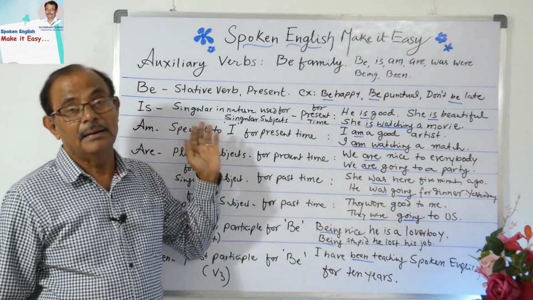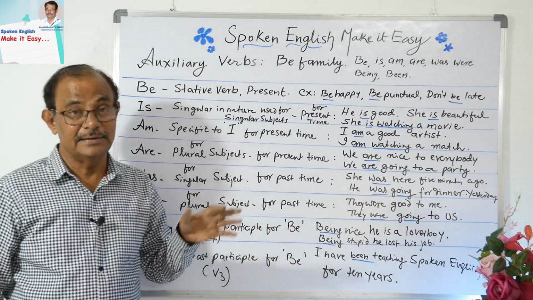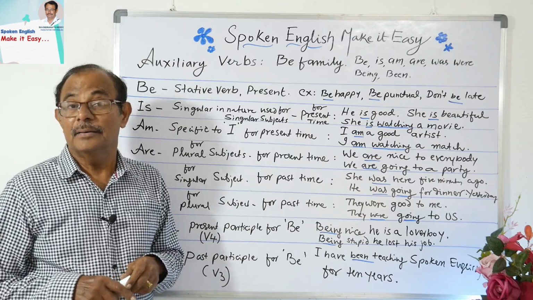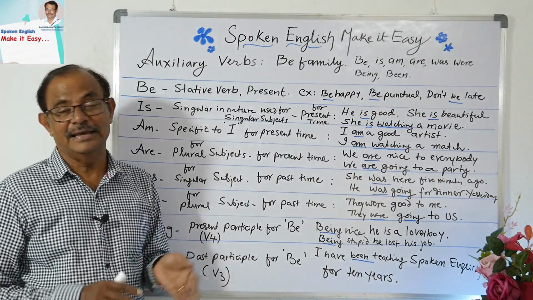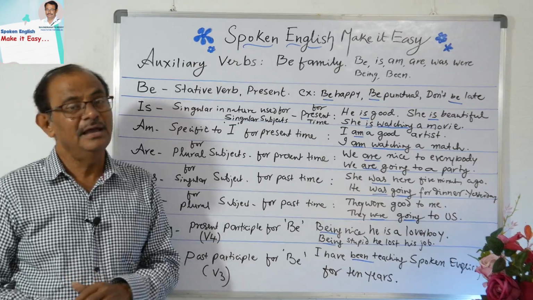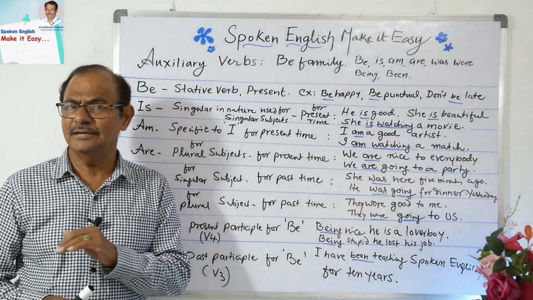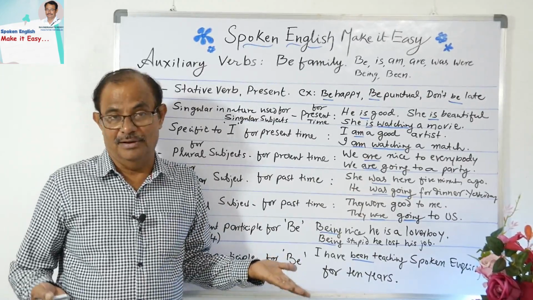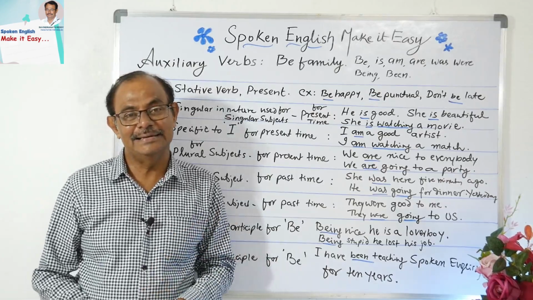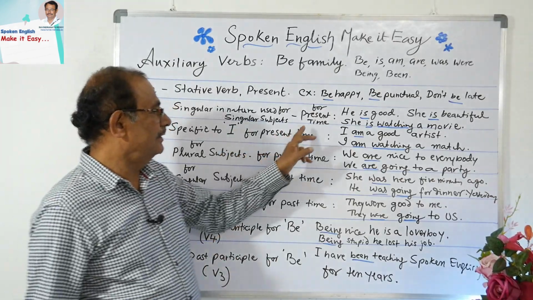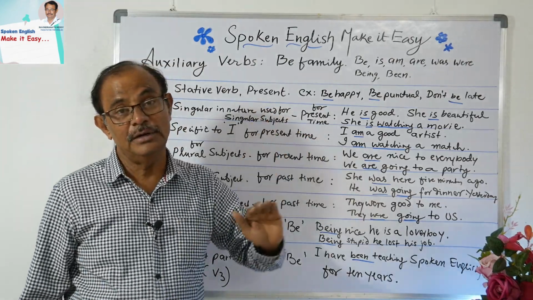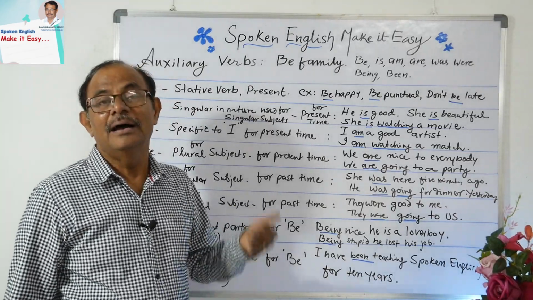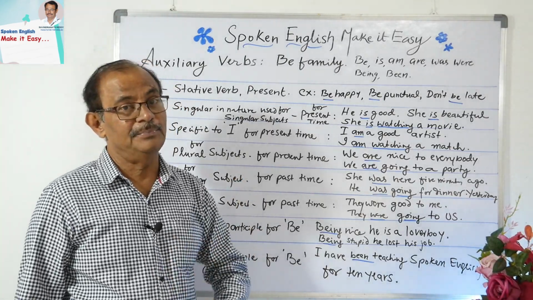Is is a be form of auxiliary that is present in nature, and it is generally used for singular subjects. It cannot be used for a plural subject; only for a singular subject it is used. What is singular? It is only one. Plural is more than one. So that is the singular and plural definition. And one more interesting thing is that it is always used as an auxiliary verb for present time only, not for past time.